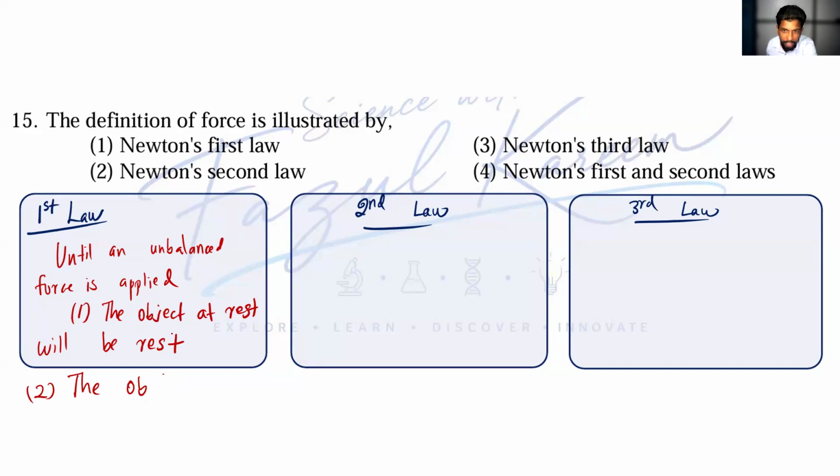You can imagine the football is moving towards you. You are not doing anything. What will happen? The ball will move with the same velocity until you apply the force. After applying the force, the ball will be stopped. Until the force is applied, the object in motion will move with the same velocity.